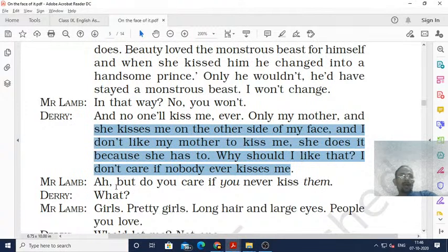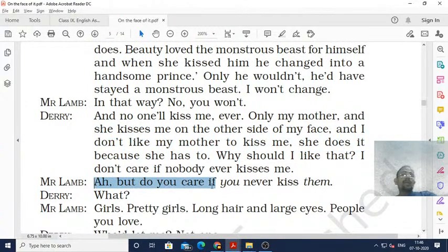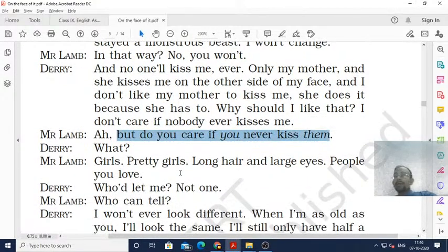Mr. Lamb says, but do you care if you never kiss them? But do you at all care? They won't kiss you. It's okay. You said you don't care about. But what about you? You don't feel like kissing anybody.